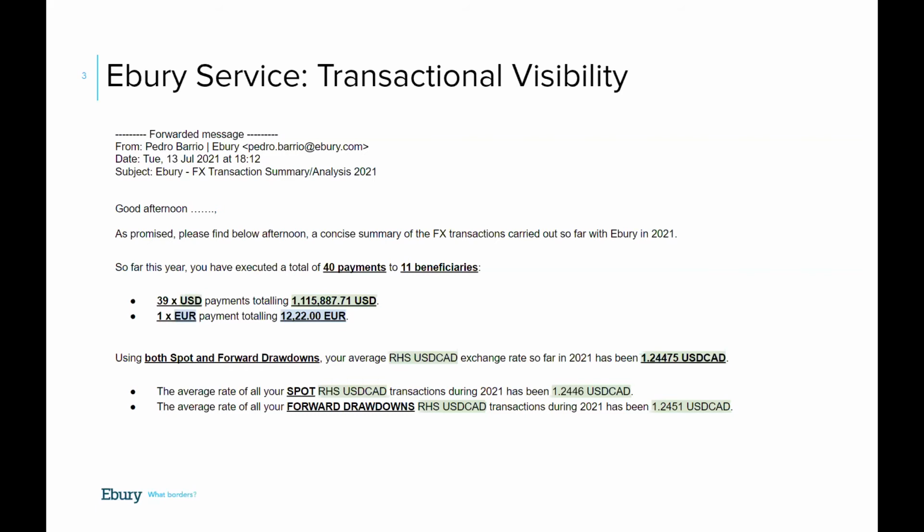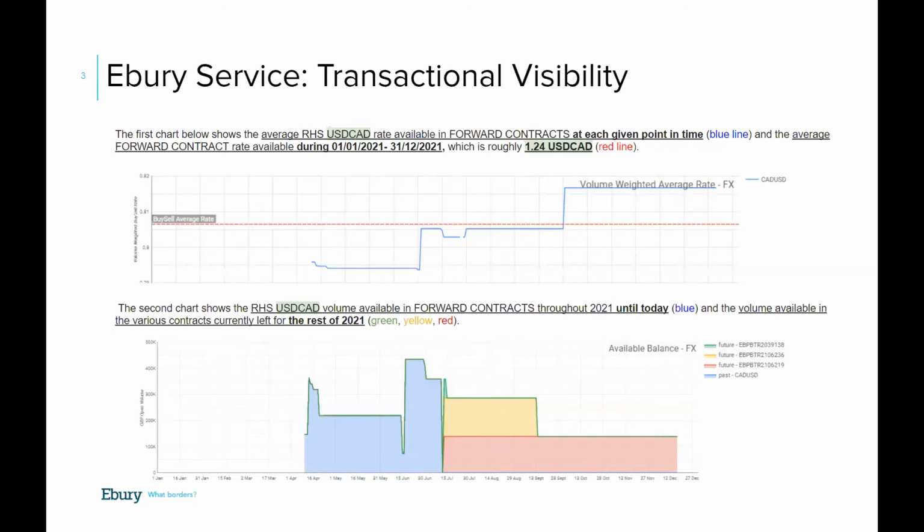And then in terms of the FX, this is a client that's doing both spots and forwards. The average rate for all the transactions executed during 2021, and then the overall rates for the spot transactions and for the forward drawdowns, gives them really visibility and perhaps a deeper understanding of how their hedging strategy has gone, how effective it has been, and perhaps to learn or take different approaches for the coming months. Again, this is some of the visibility that we can give our customers through our data analytics tools.